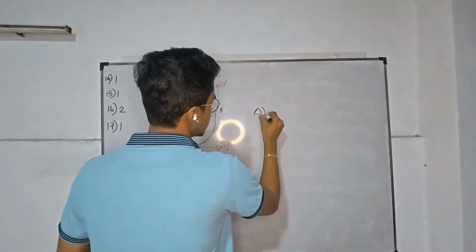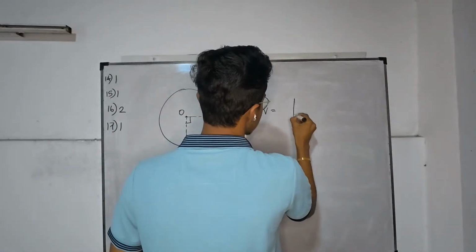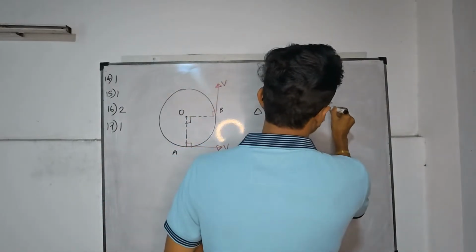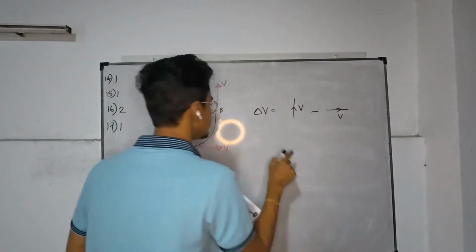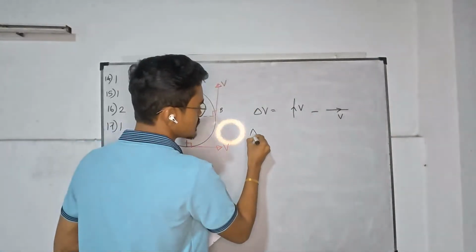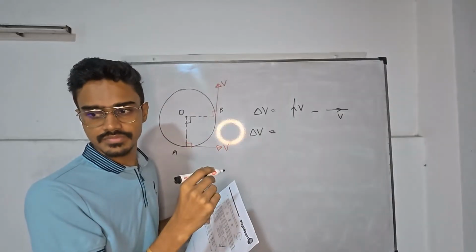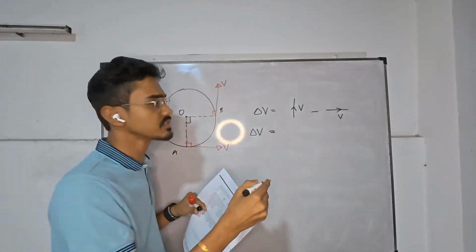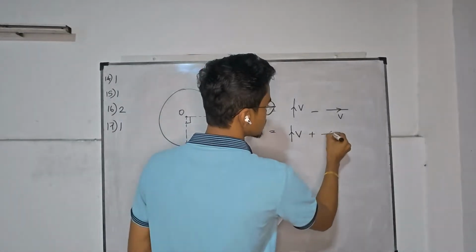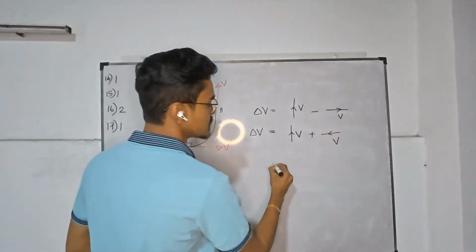See, delta v is final minus initial, no? Final velocity is v upwards, minus initial velocity v rightwards. V upwards minus v rightwards. If we change the sign of a vector, the direction of the vector changes. So this can be written as plus this.